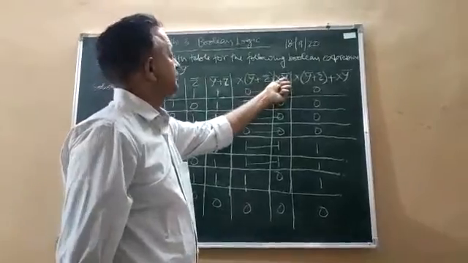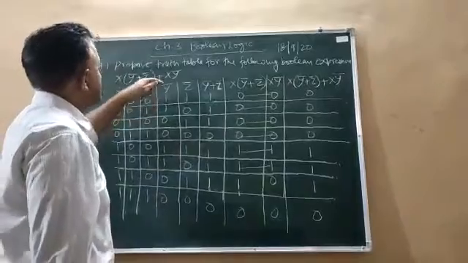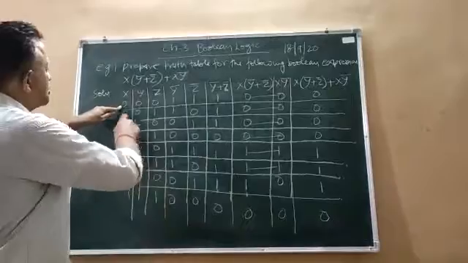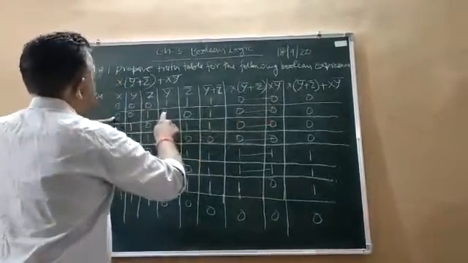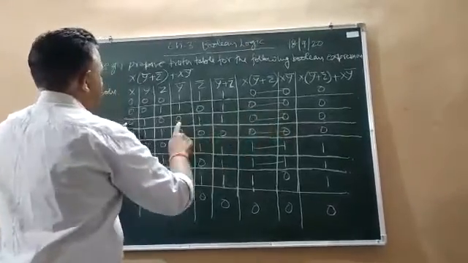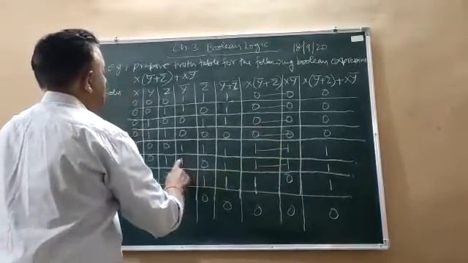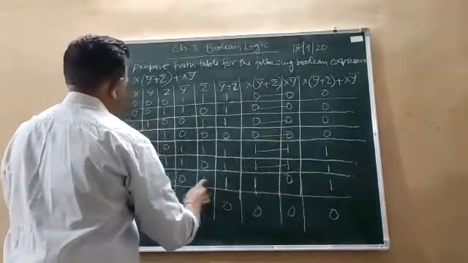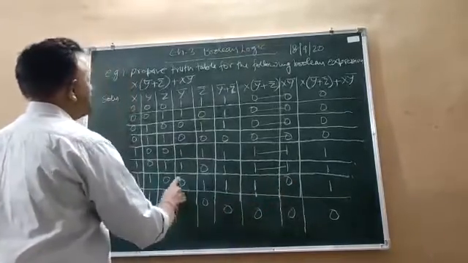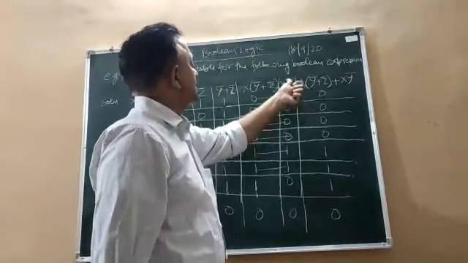Now the next column would be x y complement. Now we will multiply your y complement and x inputs. So 0 into 1 would be 0. 0 into 1 again 0. 0 into 1 is again 0. Then 0 into 0 would be 0. 1 into 1 would be 1. 1 into 1 again 1. 1 into 0 would be 0. 1 into 0 would be 0. So we have taken this column also, x y complement.